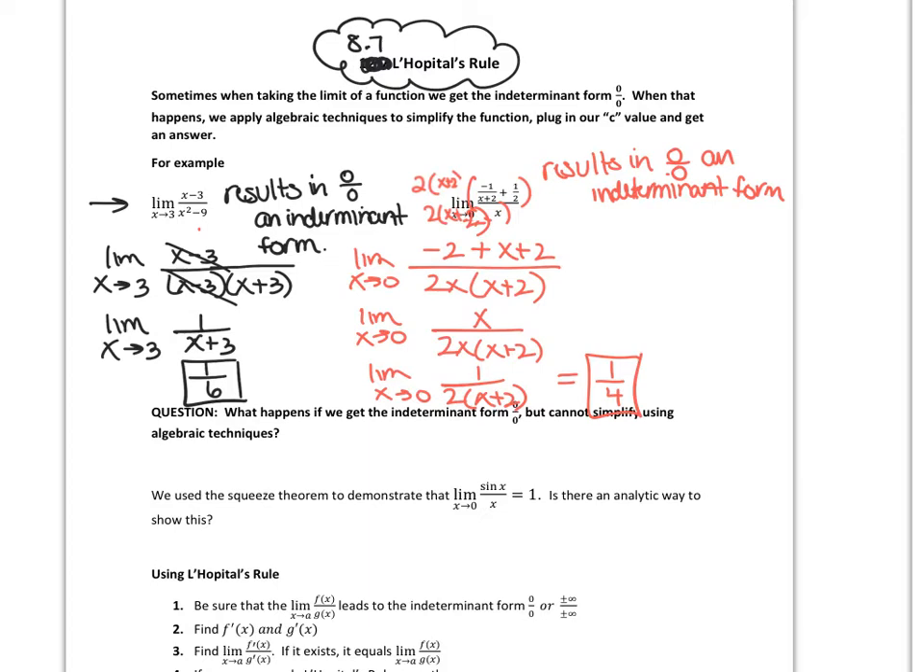Okay, so now the issue that pops up sometimes is when we plug in our c value and we get an indeterminate form and we can't simplify it, what do we do? Okay, so back in, again, that chapter, I can't remember what chapter it was. But anyways, we use the squeeze theorem to demonstrate, for this problem right here, that the limit as x approaches 0 of sine of x divided by x does equal 1.